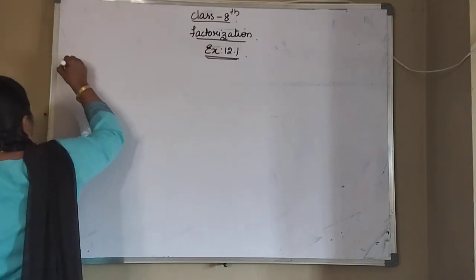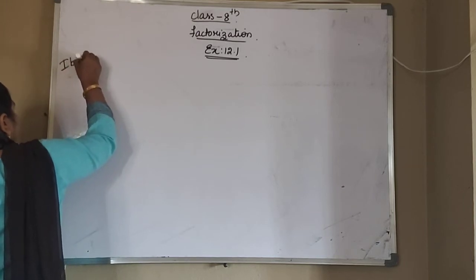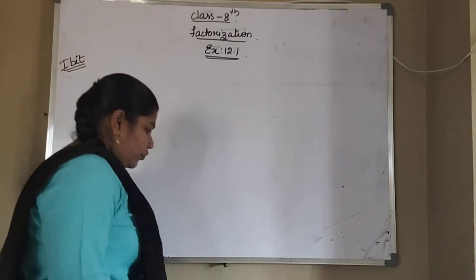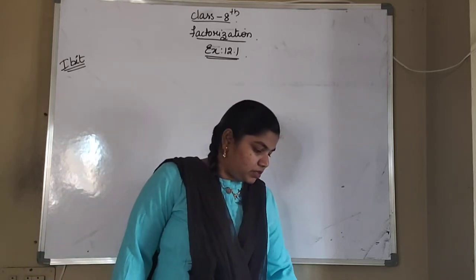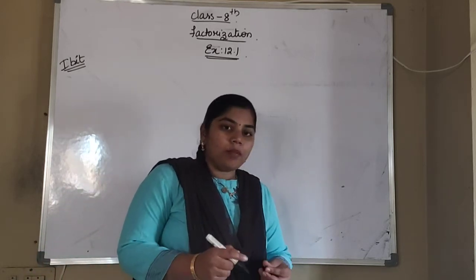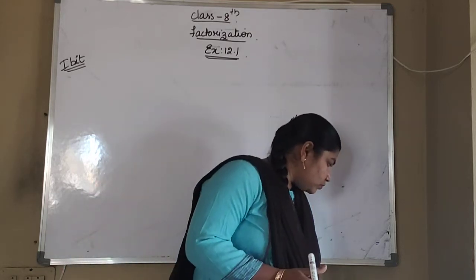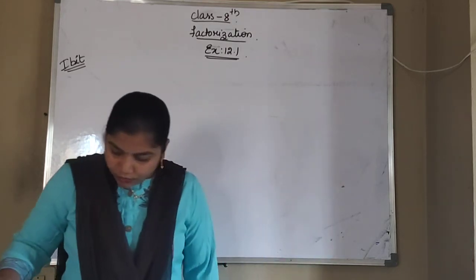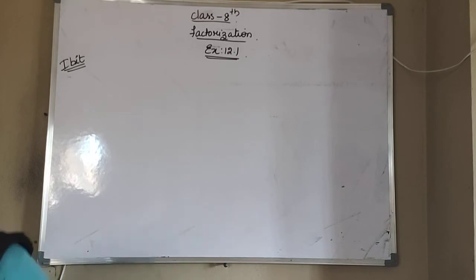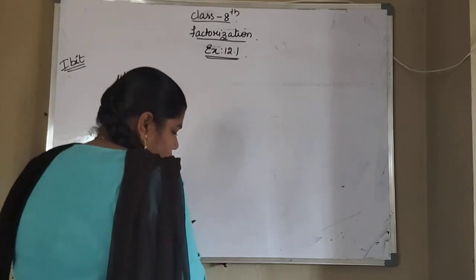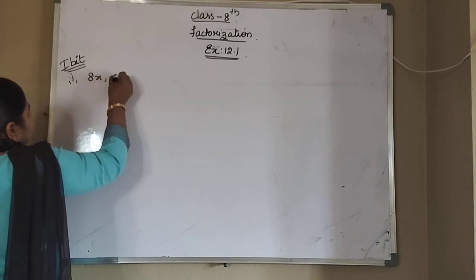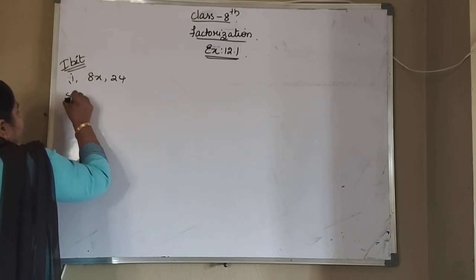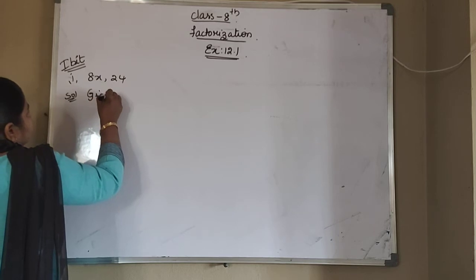In the first bit, what do we have to do? Find the common factor of the given terms in each case. So we have to find the common factors here. How to find the common factors, we will see. What is the first one? 8x, 24. We have to find the common factors in this.